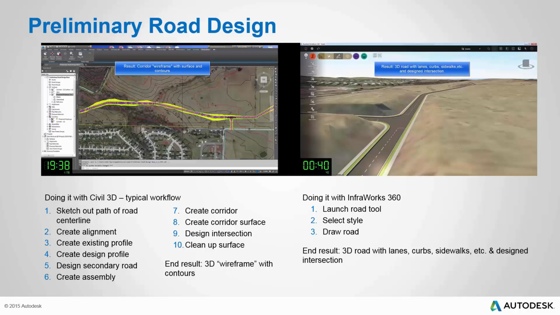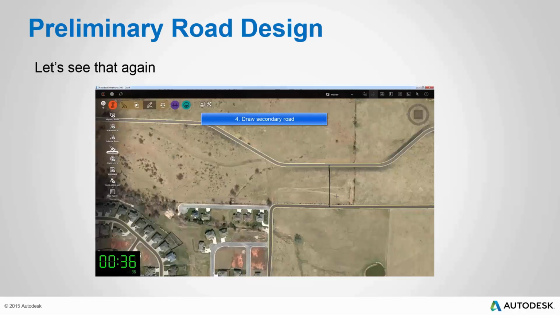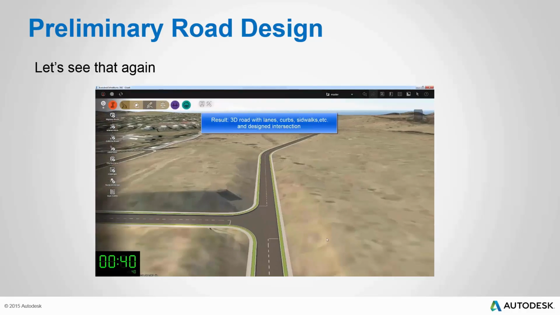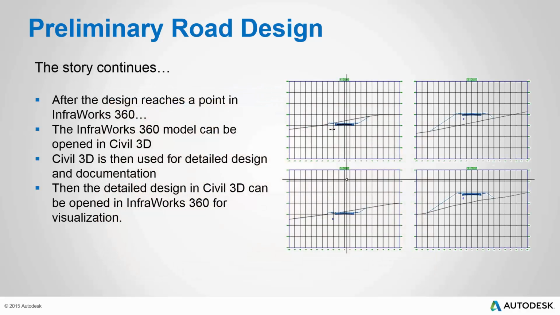Now I realize that the InfraWorks demonstration went very quickly, so let's see that again in a little bit slower motion. The process of doing it in InfraWorks 360 is basically launch the tool, select a style, and pick points to draw the road. And InfraWorks 360 is so good and so smart, it automatically cleans up the intersections for us. It automatically picks elevation points based on the terrain and tries to come up with a reasonable solution for the profile of the road, and it does it in an amount of time that's just almost like magic. But that's not the end of the story.